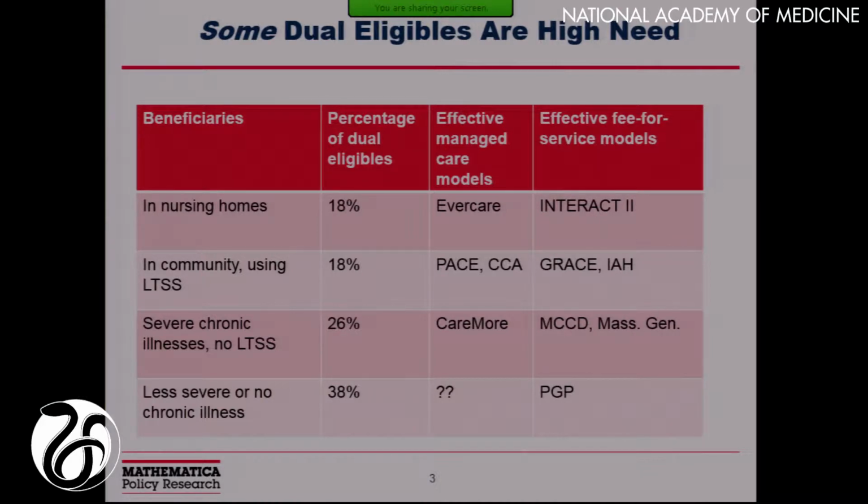The slide also identifies some programs in both fee-for-service and managed care settings that have evidence of being effective for the subpopulations. These are not exhaustive lists by any means, and I don't have time to talk about what these programs do. But there's a fair amount of published and gray literature on each of them.